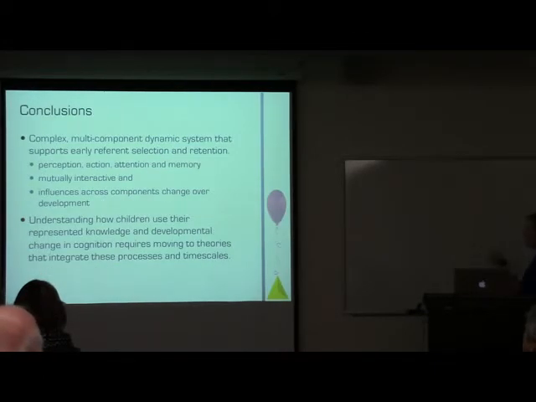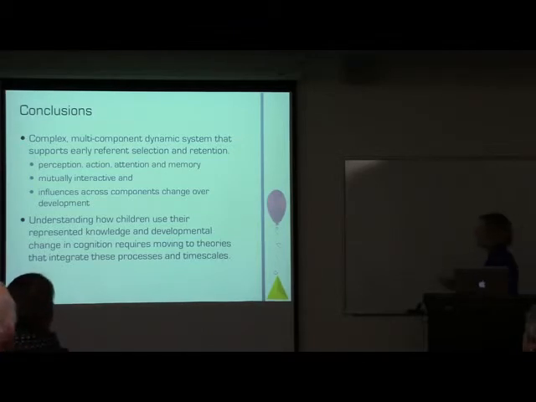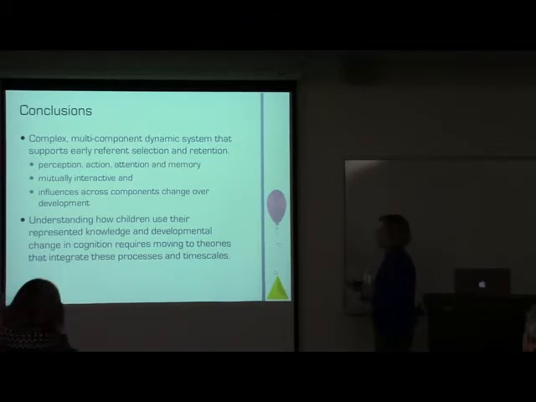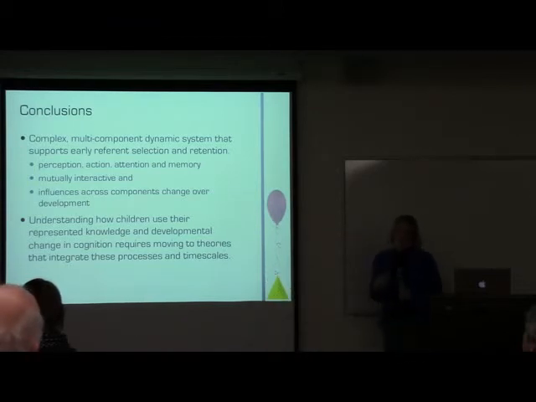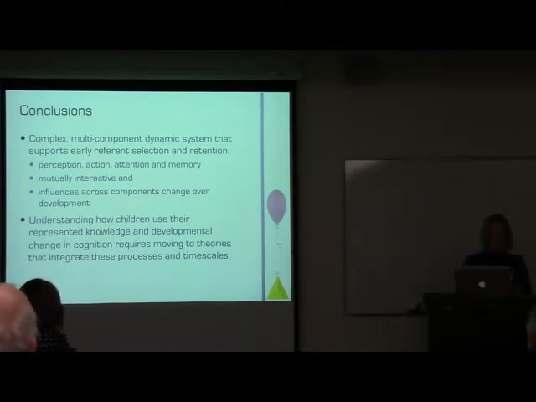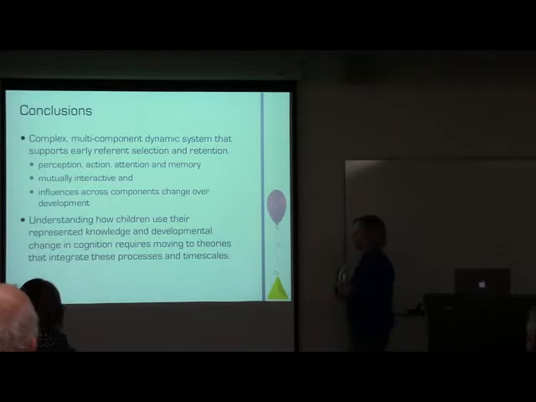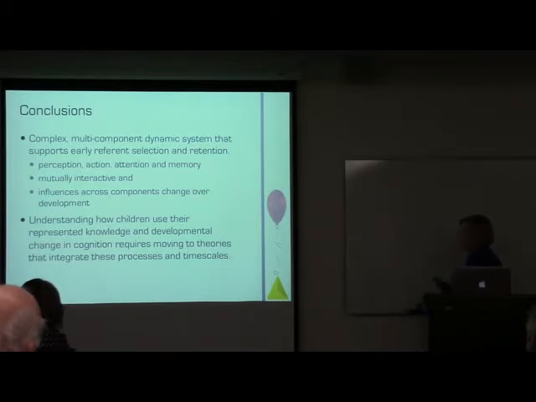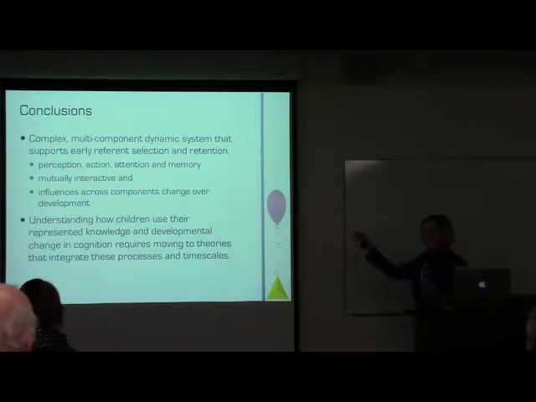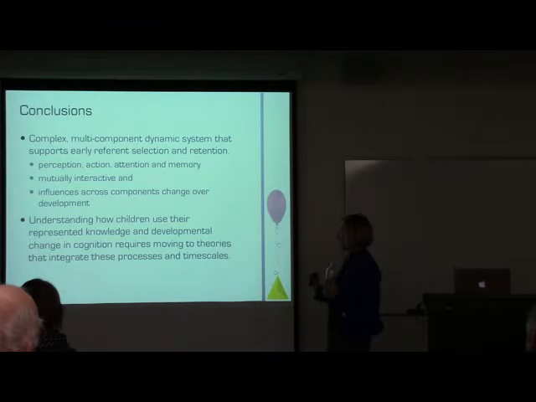Okay, so conclusions. What I've argued for is a complex, multi-component dynamic system that supports early reference selection and retention. It's got processes of perception, action, attention, and memory. They're mutually interactive, and they're influencing each other and changing over the course of development. So we have to be able to capture all those things in our model. This is one reason why I do models, because I've got to lay down a lot of these processes and be very specific about how they're interacting.